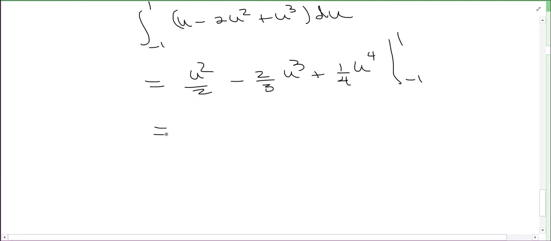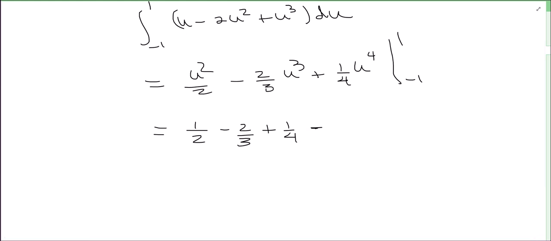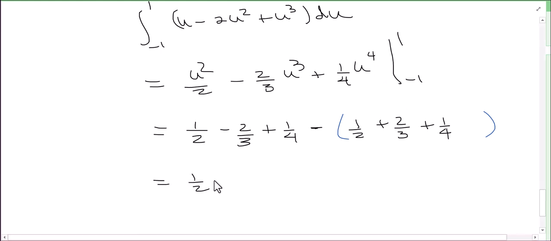So plug in 1 and -1, so you're going to have 1/2 minus 2/3 plus 1/4 minus, and when you plug in the bottom limit, always make sure that you put parentheses. You don't want to forget to distribute the negative. So -1 squared, that's 1, so 1/2, and then -1 cubed is -1, which times a -2 will be plus 2/3, and then -1 to the 4th is +1, so plus 1/4. And now distribute that negative.